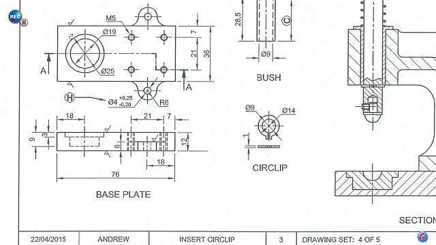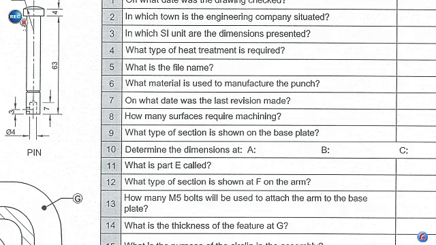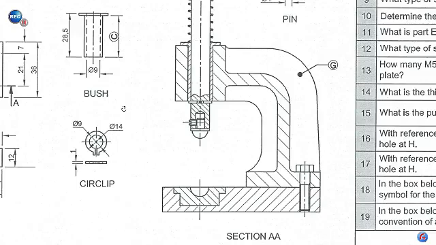Then we have 5 and 6 over there. Then 7 over here. And we have 8 over there. So there will be 8 surfaces that need machining. Number 9, what type of section is shown on the base plate? Let's go have a look. This is the base plate here, and you can see that the section runs right through from one side to the other, and that type of section is called a full section. The words full section you are going to fill in as an answer.